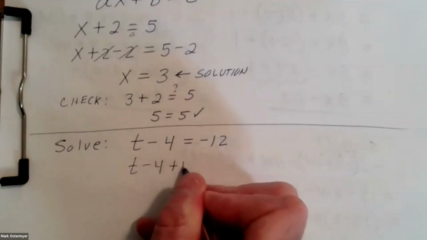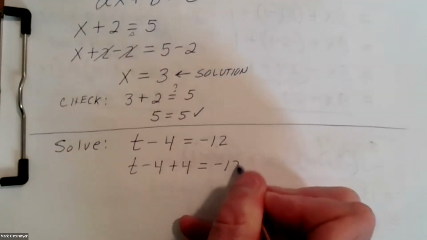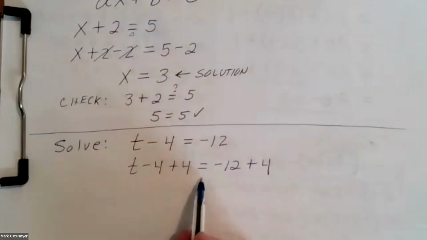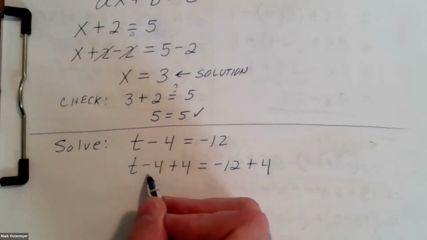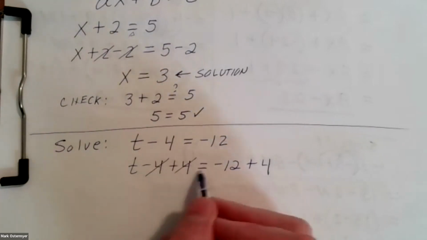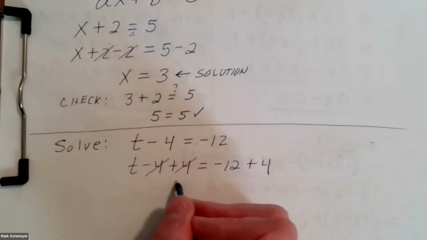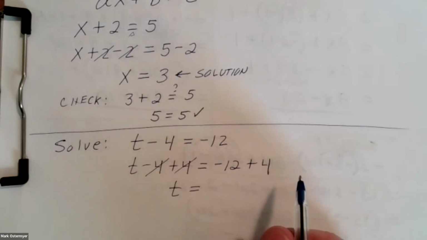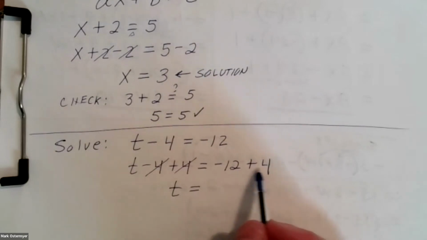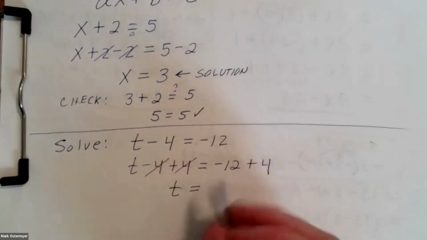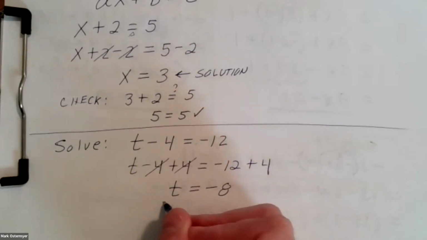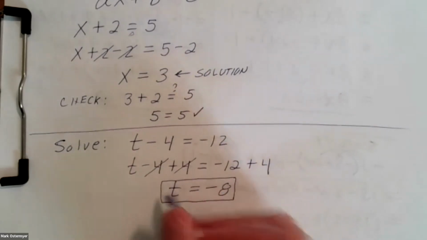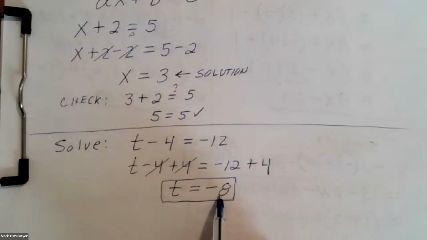But if I add 4 to the left side of my equation, I must also add 4 to the right side of my equation to maintain equivalence. The 4's on the left side add up to 0 or cancel out, leaving you with your variable t all by itself. And on the right side, we have negative 12 plus 4, which you could type into your calculator. Negative 12 plus 4 gives you negative 8. And that would be your solution to your equation. T has to be equal to negative 8 for this to be a true statement.